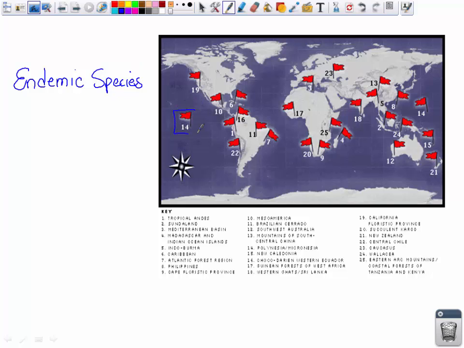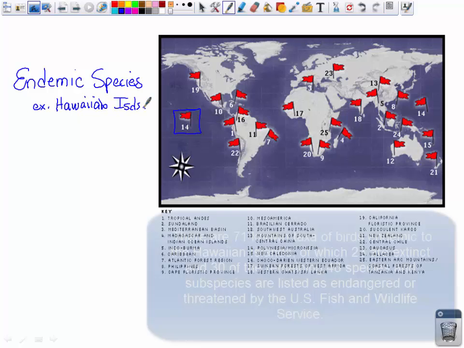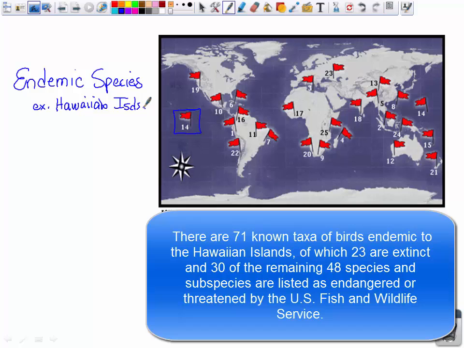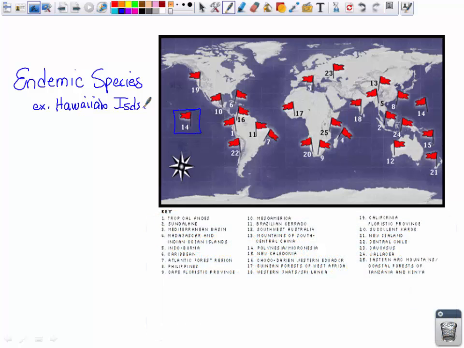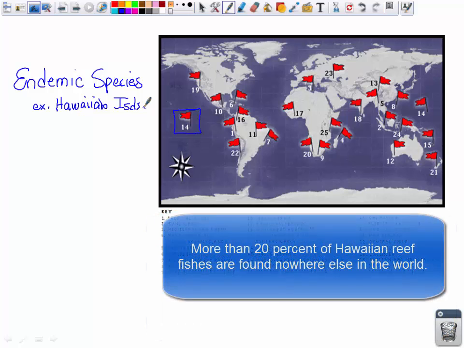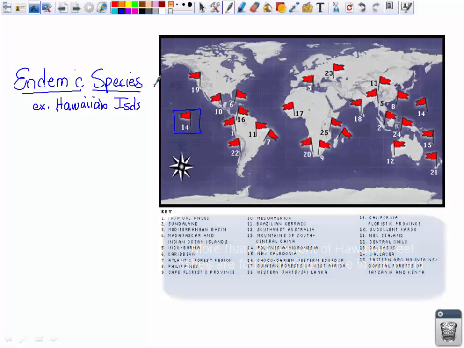So for example, Hawaii is a perfect example. Alright, we'll use the Hawaiian Islands as an example. There are species that live on the Hawaiian Islands that live nowhere else in the world. And if their populations decrease or even go extinct, they will go extinct from the planet. Alright, so endemic species are extremely important to protect, to understand where they are, their habitats, and to protect.